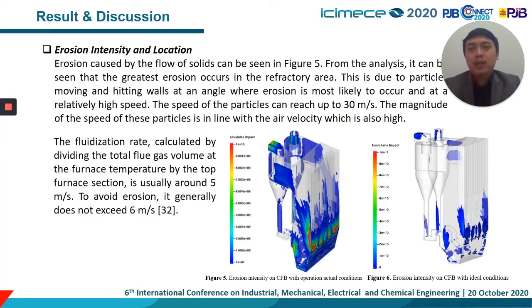The fluidization rate is calculated by dividing the total flue gas volume at the furnace temperature by the top furnace section, and is usually around 5 meters per second. To avoid erosion, it generally doesn't exceed 6 meters per second.